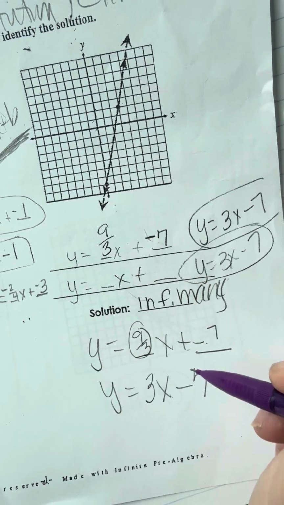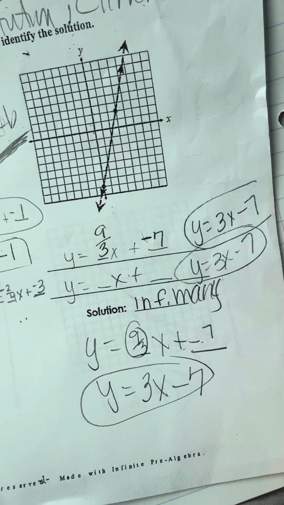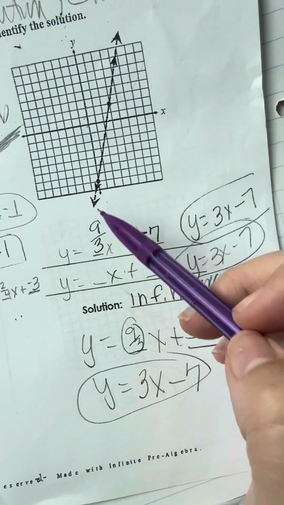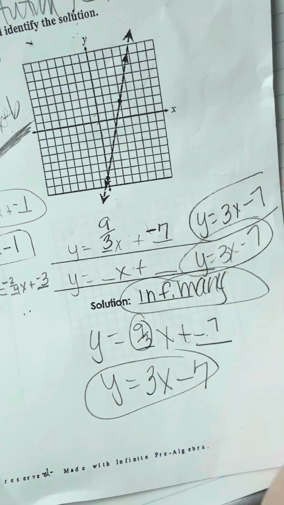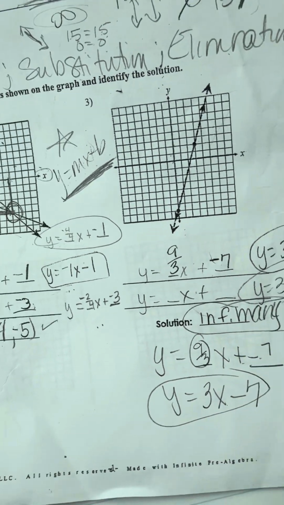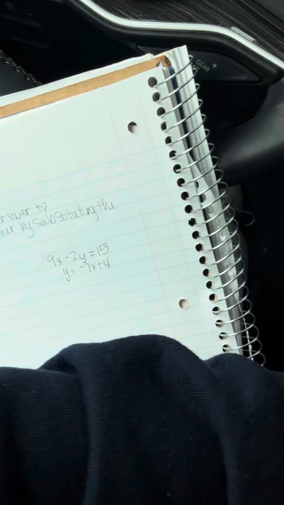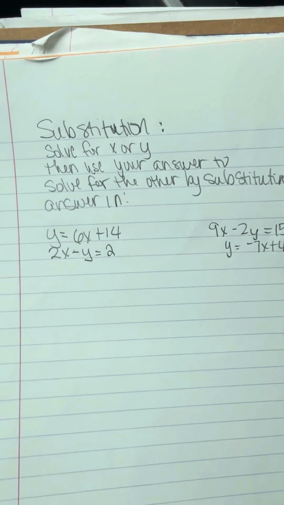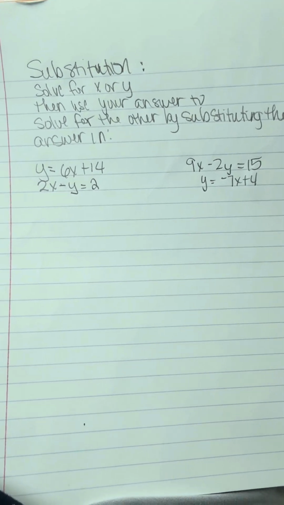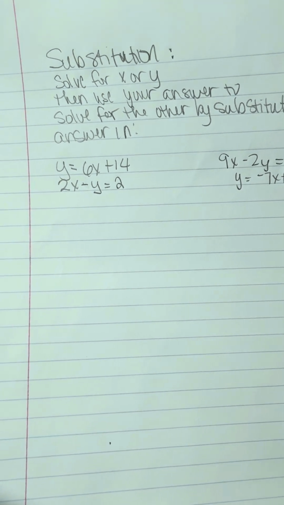So y equals 3x minus 7 is the solution for both of these lines, and it's infinitely many because they are on top of each other, exactly on top of each other. All right, so that's it for graphing. Substitution, I'm going to send you these notes also, and the problems worked out.